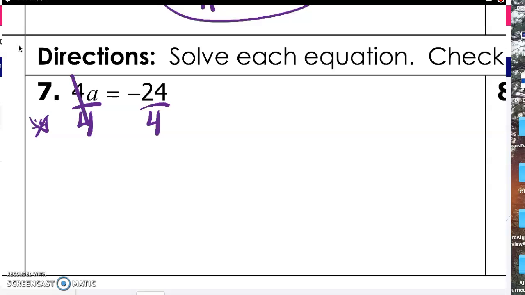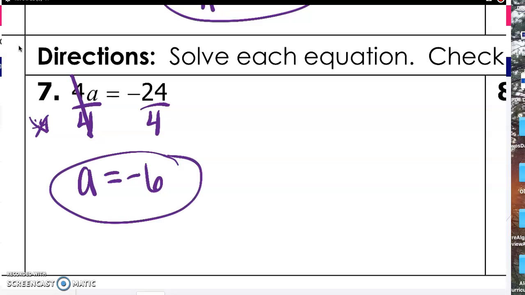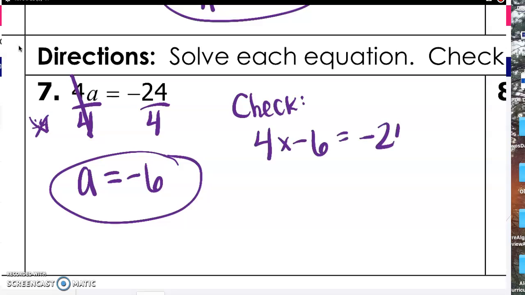Because this shows 4 over 4 is just 1. It cancels to 1, which is just A, equals negative 24 divided by 4 is negative 6. So again, to check your answer in your calculator, you're going to type 4 times negative 6 and make sure it equals negative 24, and it does.